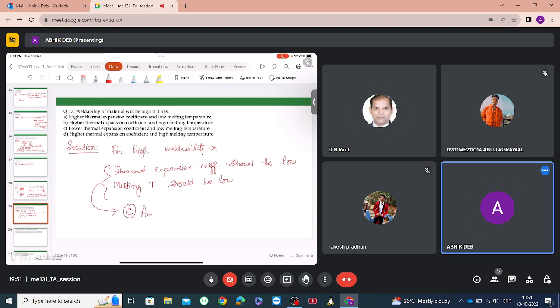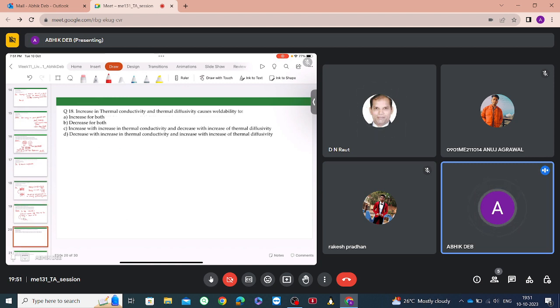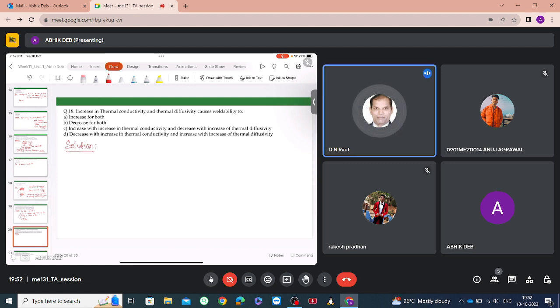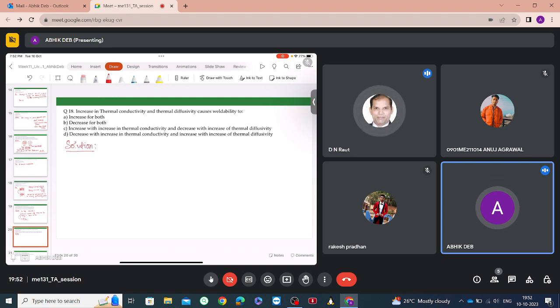Now, coming to the next question: increase in the thermal conductivity and thermal diffusivity causes the weldability to what? So, now tell me, ease of welding, how will it be influenced by thermal conductivity? For better welding, the thermal conductivity should be high or low? Low. Why should the thermal conductivity be low? It's easy to weld, sir.